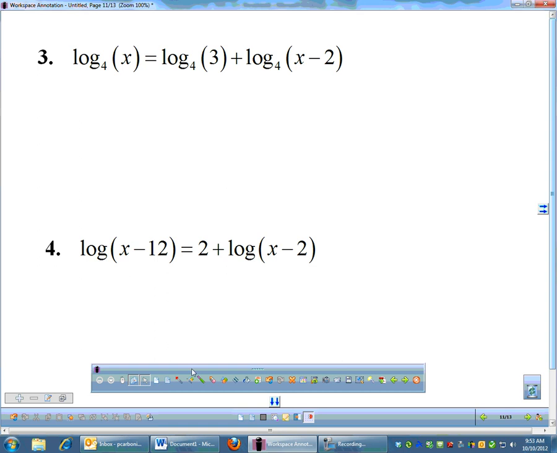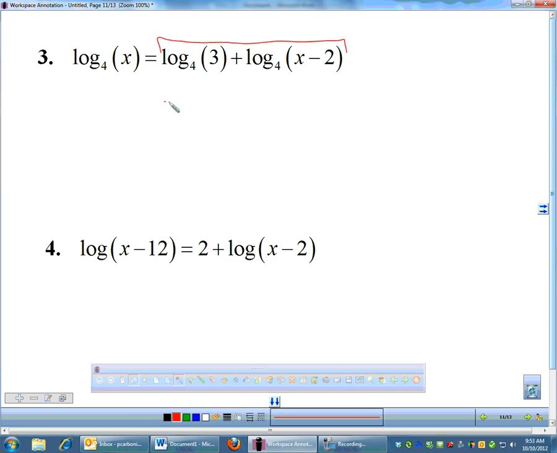So first thing I need to do is condense and write this as 1 log. And that's going to be pretty easy. It's what we did in class the other day. If you're adding 2 logs with the same base, you write it with multiplication. So that's going to be log base 4 of 3 times x minus 2. Left side is already just 1 log, so we'll just write that as log base 4 of x.